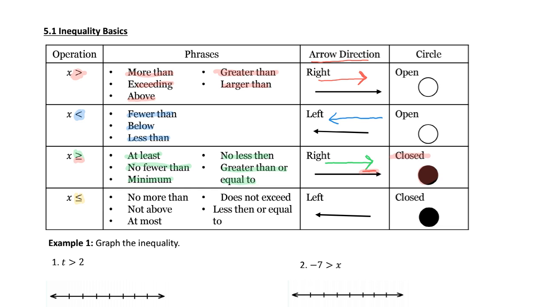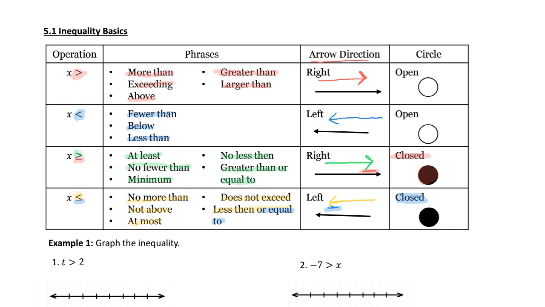The last one is the less than or equal to. Again, it has that line underneath, so that's our or equal to part. It could also mean does not exceed, no more than, not above, or at most. And again, because our inequality symbol is facing this direction, we draw a line coming out of there. Now we know it's going to the left. And because of that line underneath of this inequality symbol, that means it's closed.